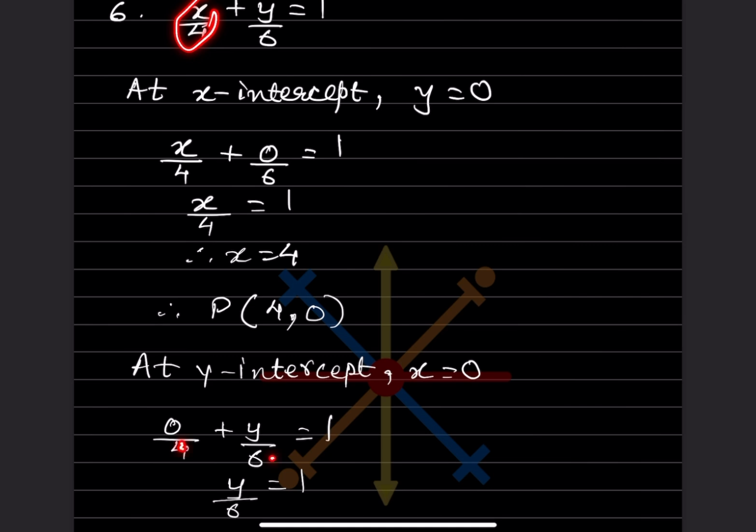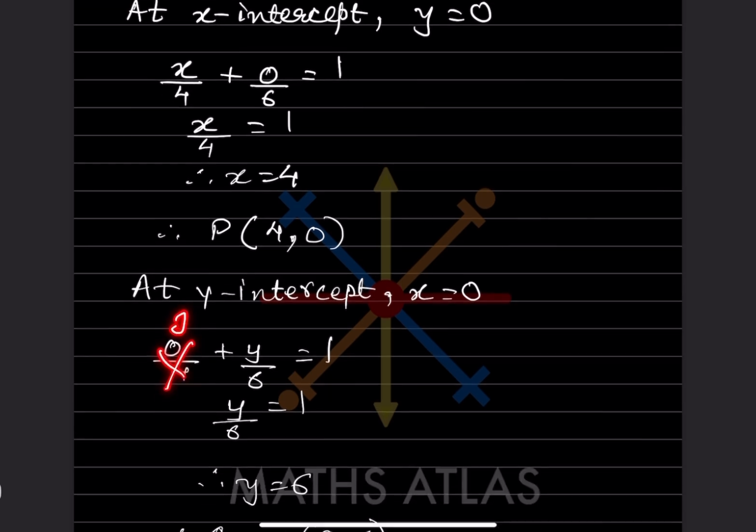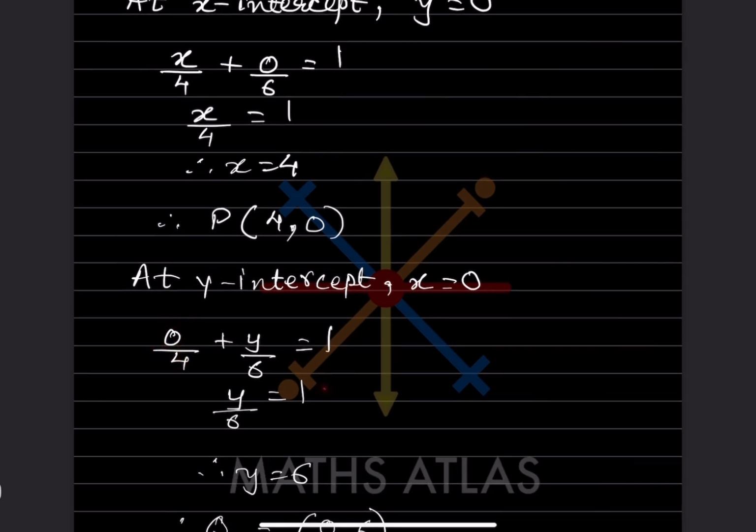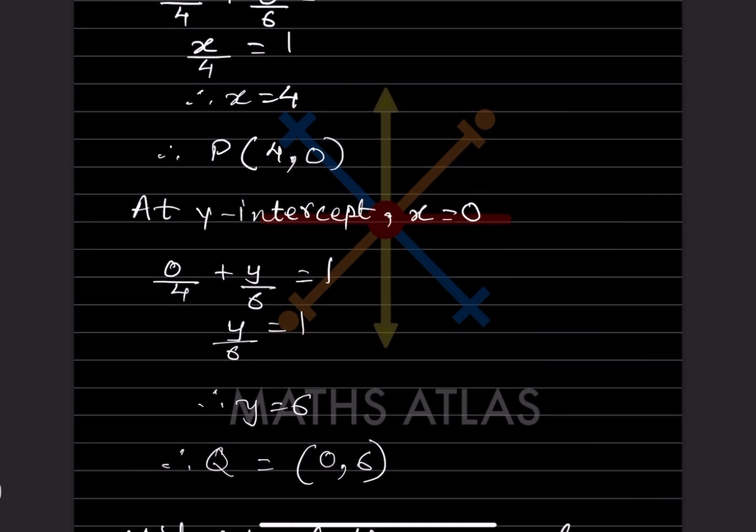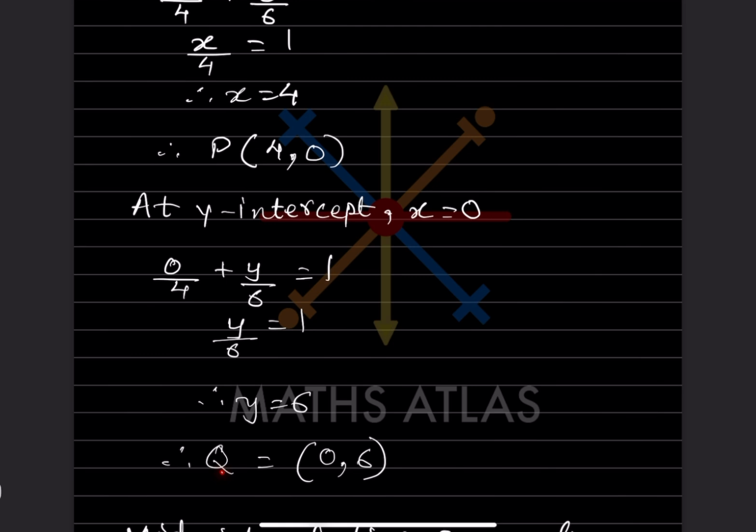So 0 by 4 plus y by 6. So this is going to be 0. So y by 6 is equal to 1. So this goes on the other side. So this is going to get multiplied. So y is going to be 6. So the coordinates of this one Q will be, x is 0, and whenever we write the coordinates, this is x and this is y. So 0 and 6.